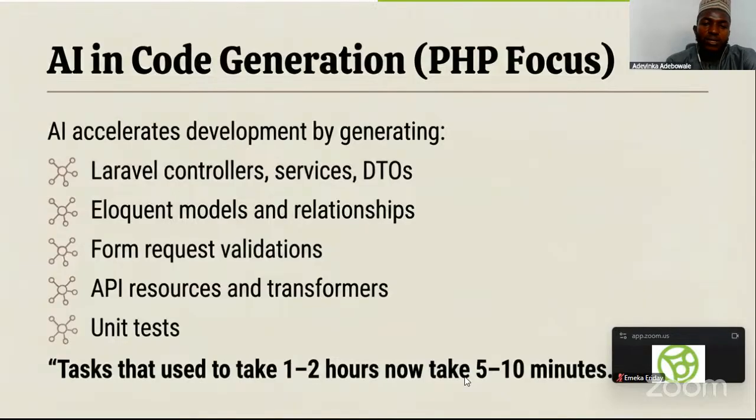Also API resources and transformers. So you are able to integrate with an API by just passing your documentation, and out of the box, AI is able to generate the class hierarchy to integrate with those third-party resources. And lastly, unit tests. You may not need to worry about all of this. Tasks that used to take 1 to 2 hours now take 5 minutes. In fact, tasks that take a week or more, if you are good with your prompts, may be generated in less than 5 minutes.